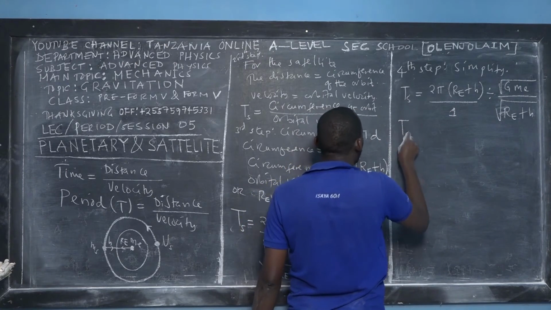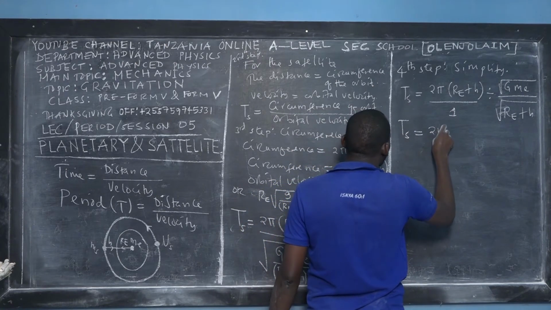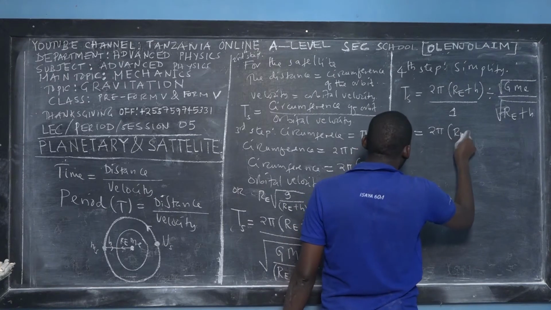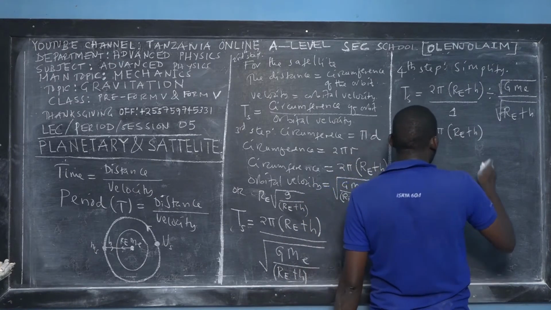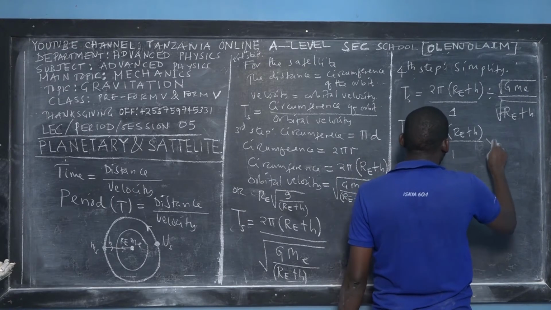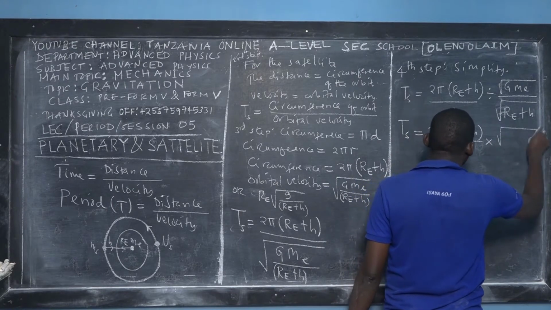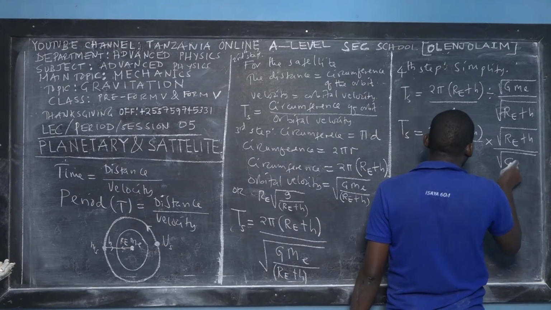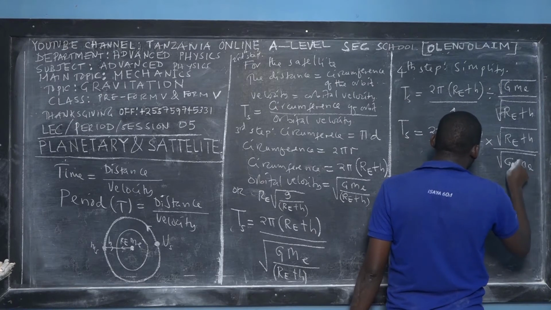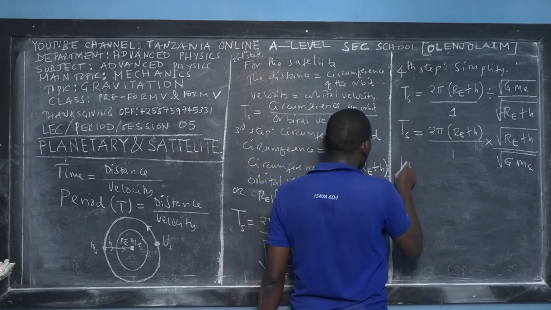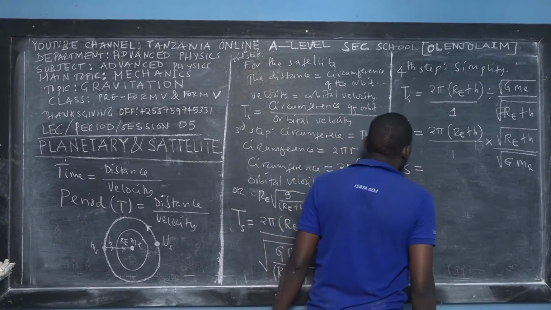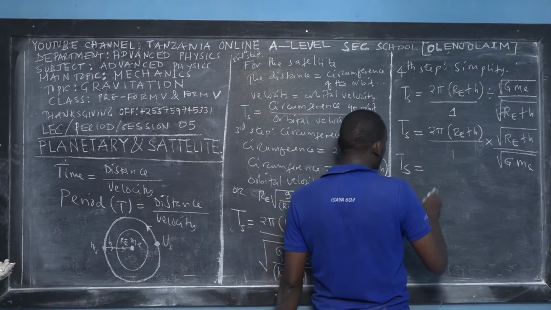So we say that the period of the satellite is equal to twice pi, then you have the radius of the Earth plus the height, and then divided by 1, we multiply by the square root of what? Radius of the Earth plus the height divided by the square root of gravitational constant times mass of the Earth. Right? And then we say that the period of the satellite, this will be equal to what?